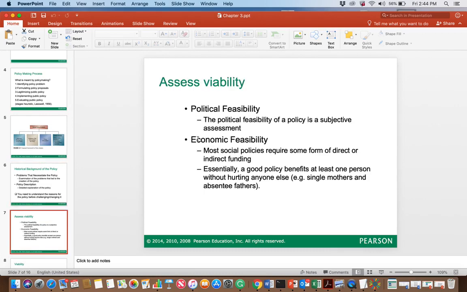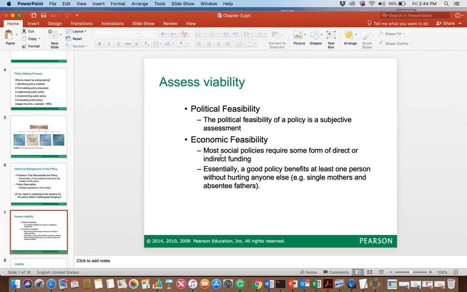So how do we assess viability of a policy? We assess viability of a policy by looking at political feasibility. And in that case, political feasibility, you're talking about a subjective assessment. You know, if you have a political leaning towards the right, you will see things in that prism. If you have political leaning towards the left, you're going to see it in that prism.